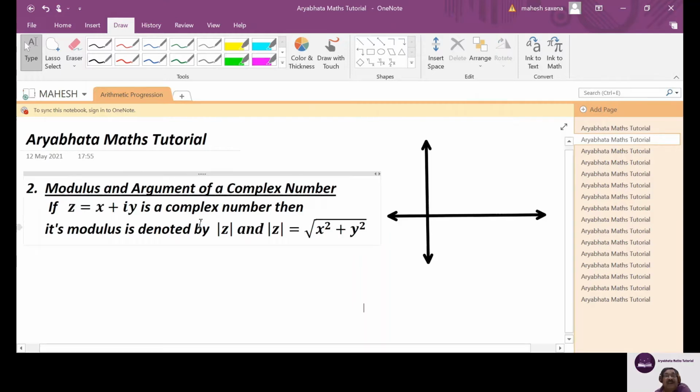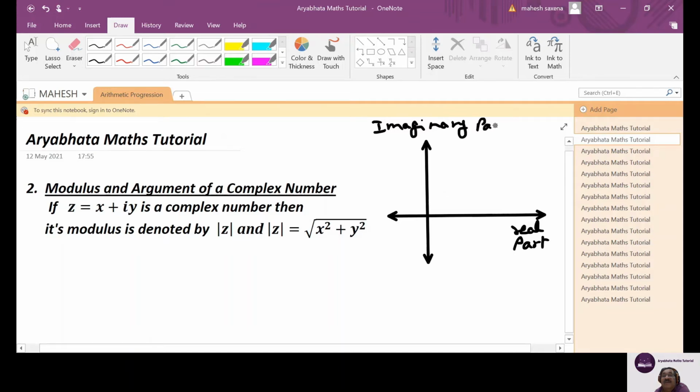Modulus and argument of a complex number. If z = x + iy is a complex number, suppose we draw an x-axis and y-axis, and on the x-axis we write the real part, and on the y-axis the imaginary part. Suppose P is a point whose coordinates are (x, y), and O is the origin.